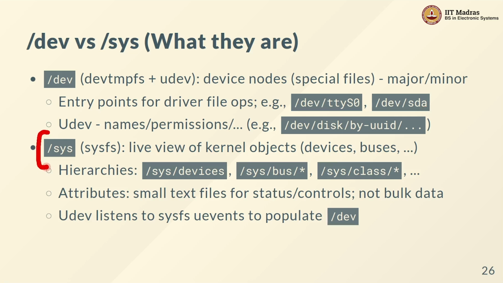There is also the so-called /sys file system or the sysfs, which is once again a virtual file system which provides a live view of various kernel objects, right, including devices, buses, and so on. It has in turn many other hierarchies, /sys/devices, /sys/bus and so on, which allows us to see a lot more about what is happening inside the operating system, right? And what it does is that it actually provides various small text files that can be used for certain kinds of status or control, right? And we will look at examples of both of these as we move forward.